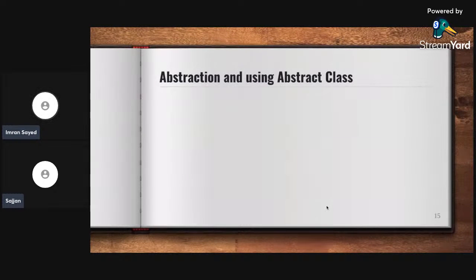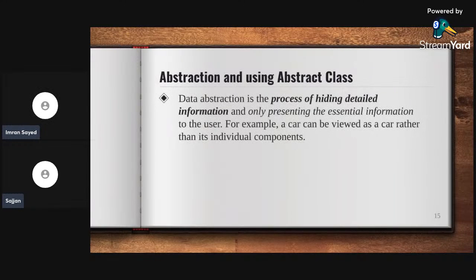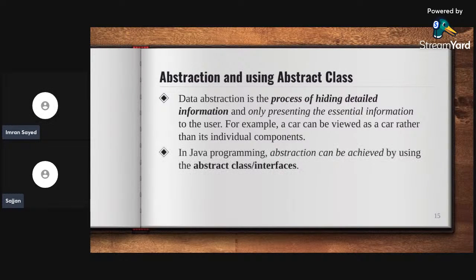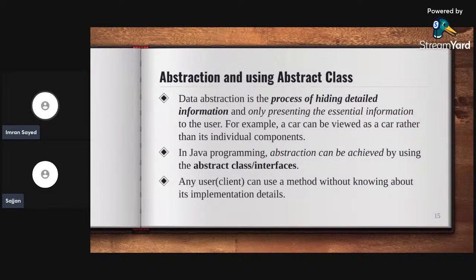Okay, let's talk about abstraction and using abstract classes. So data abstraction is a process of hiding the detailed information and only presenting the essential information to the user. For example, a car can be viewed as a car rather than its individual components. Abstraction can be achieved by using abstract classes or interfaces. Any user can use a method without knowing about its implementation details.